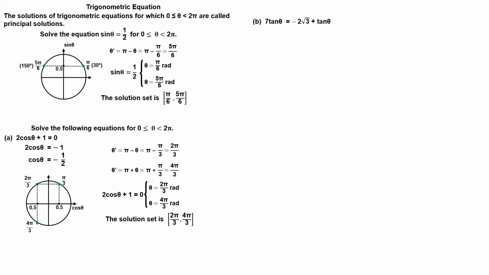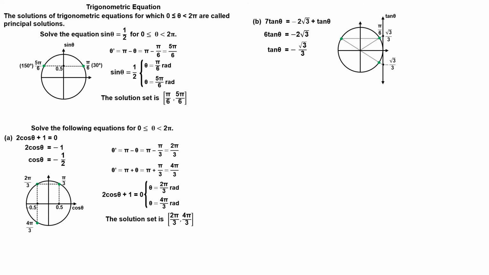To solve this equation, we subtract tangent of theta from both sides. Then we divide both sides by 6. The tangent function is negative in the second and fourth quadrants. We draw the unit circle to illustrate the quadrants. We ignore the negative to find the reference angle. The tangent of theta equal to the square root of 3 divided by 3 gives us a reference angle of 30 degrees, or pi divided by 6. To find the solutions, we use the appropriate rule in the second and fourth quadrants.